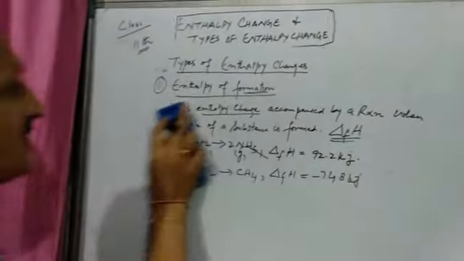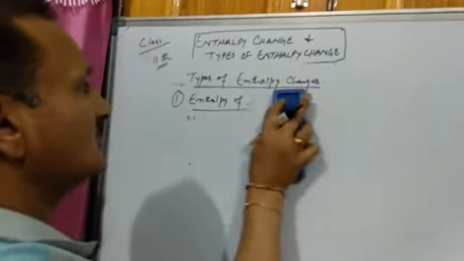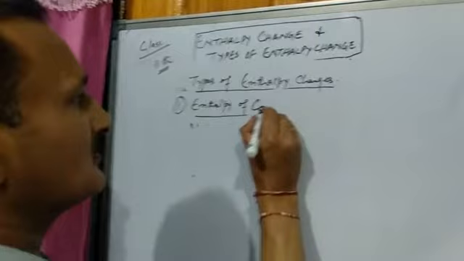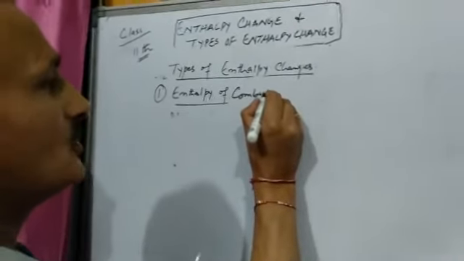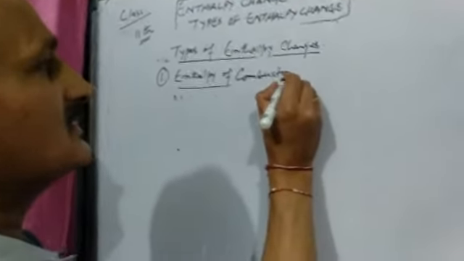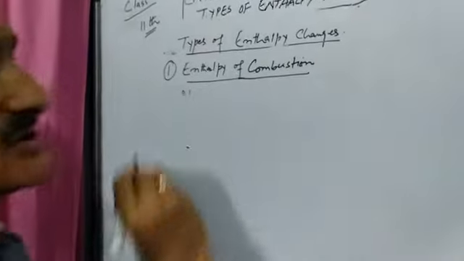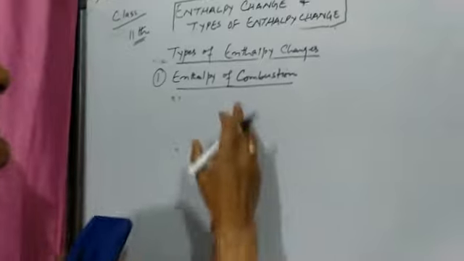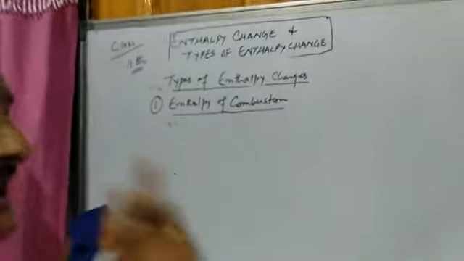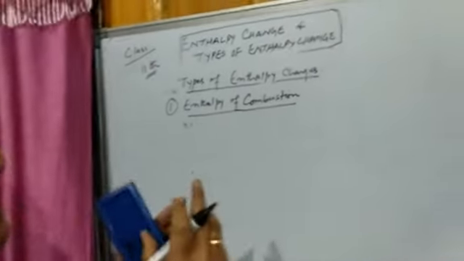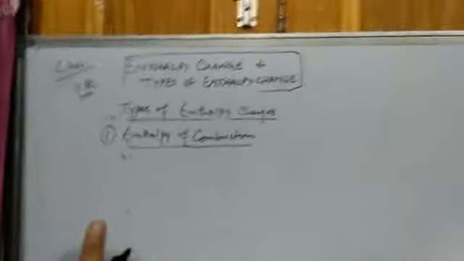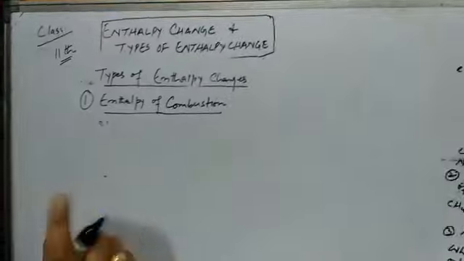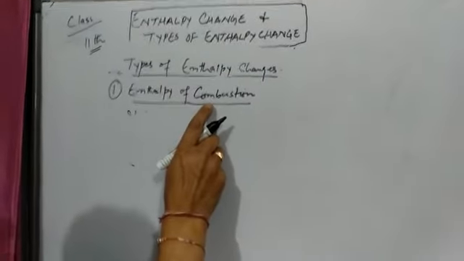Now we will come to the second type of enthalpy change. It is enthalpy of combustion. Combustion, you know, burning of a substance in presence of oxygen is known as combustion. So here combustion will take place, but combustion of how much of substance? Again for 1 mole. When there is complete combustion of 1 mole of a substance, whatever is the enthalpy change during that process, that enthalpy change will be known as enthalpy of combustion.